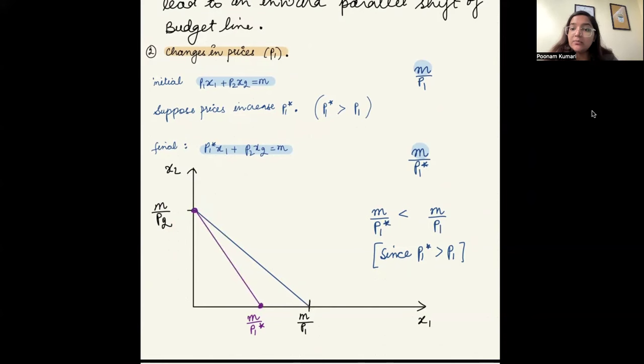So how did my budget line move? Like this, right? So what happened? There was an inward shift. There was an inward shift, right? Yes, ma'am. And what happened? There was a pivot, we remained stabilized at one point. Yes, ma'am. So what happens? So because of this, what happened? This point is my point of rotation, I rotated around this point.